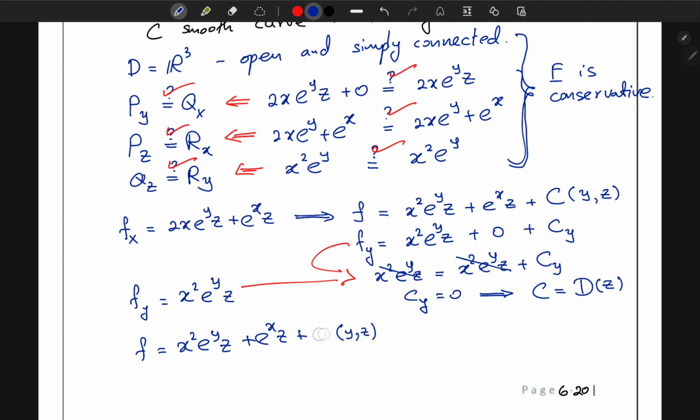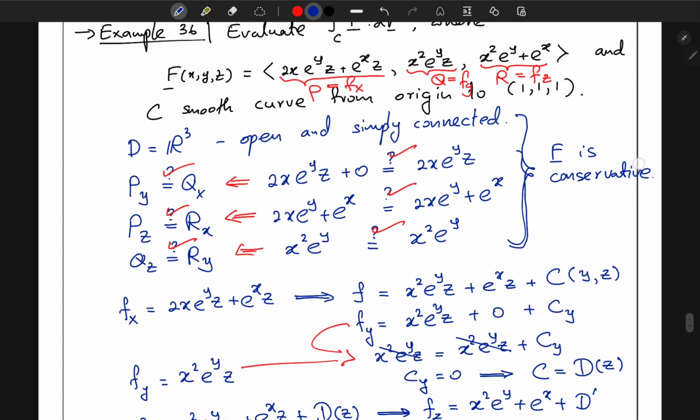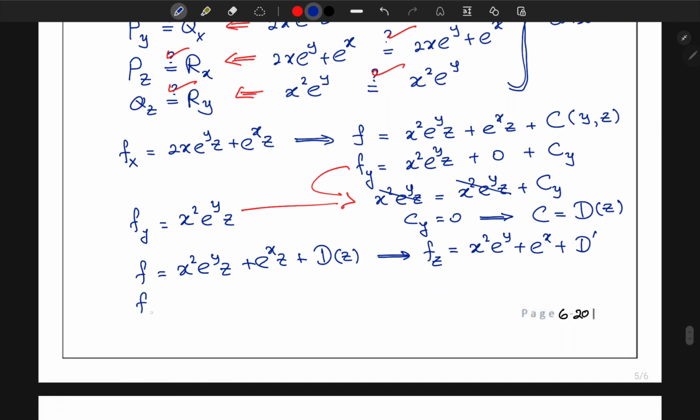Now instead of a constant, we found it is a function of z. Now let's find the third partial derivative with respect to z. First one, it's x squared y. Second one, x e^z. And third, c prime. And we know the third component. On the top of the page, we see it's x squared y plus x e^z. So f sub z is x squared y plus x e^z.